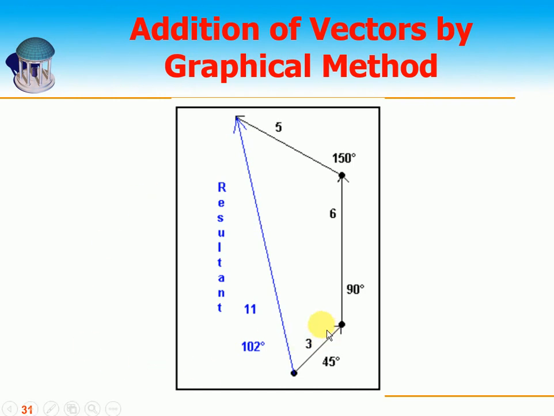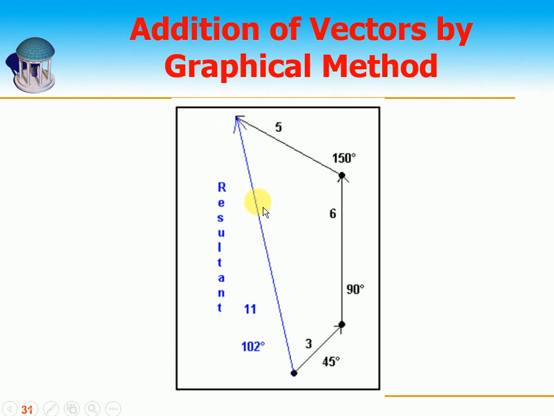Then the next vector is at 90 degrees. I draw the reference and then draw an angle of 90 degrees with a length of 6 centimeters. Then again draw the reference and make an angle of 150 degrees from the positive x-axis, anticlockwise angle is positive, and then we draw a length of 5. That's all. So this is the starting point, this is the ending point. I join them. This blue line is my resultant.